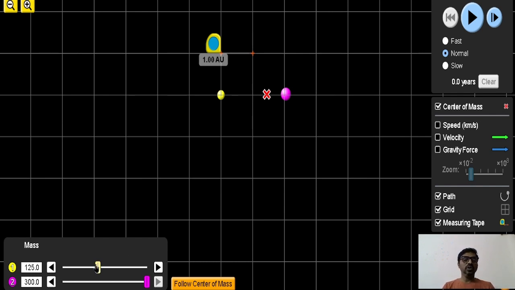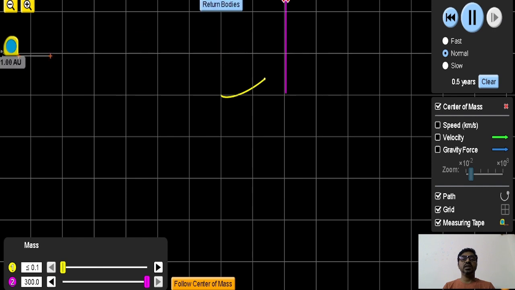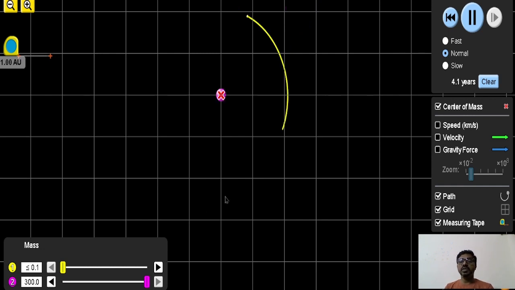Initially, we'll take a very light yellow object and a very heavy purple object, and let them run and see how they move. I'll remove the scale part of it over here. They are moving in some complicated path. You see the purple one was going in a straight line path, but the yellow one went in a curvilinear path.